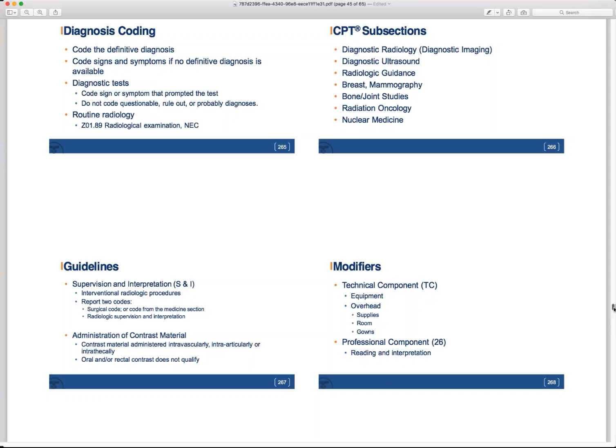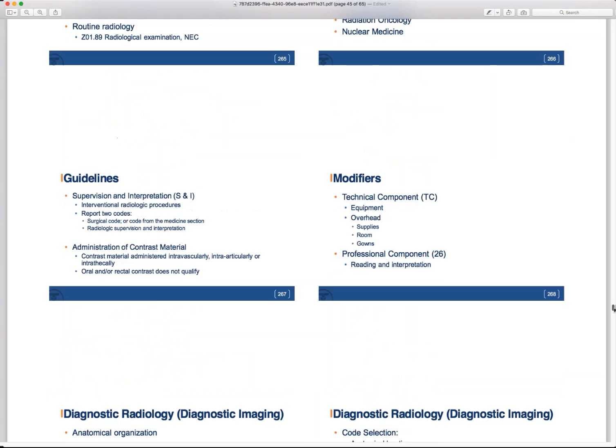Remember, your modifiers TC and 26 are very important in the radiology section. TC covers the supplies, the room, the gown, and the overhead and the equipment. That's usually done in a facility setting, right? And then your professional component, which is modifier 26, is the provider reading the results of them performing the test using the equipment. So as far as reimbursement, the TC part usually gets about 75%, and the professional component usually gets the remaining 25%, because that's just the provider reading it.